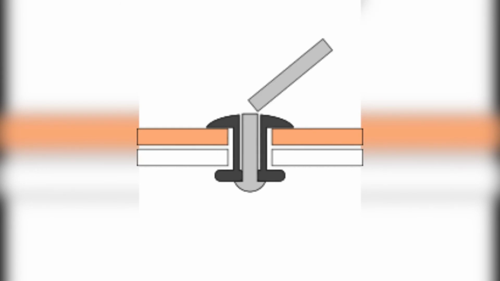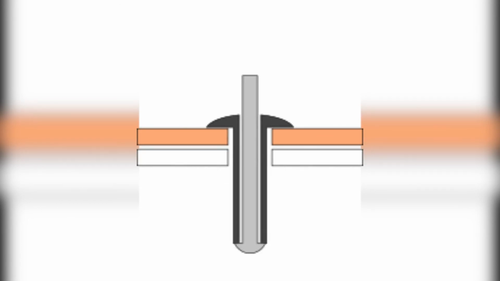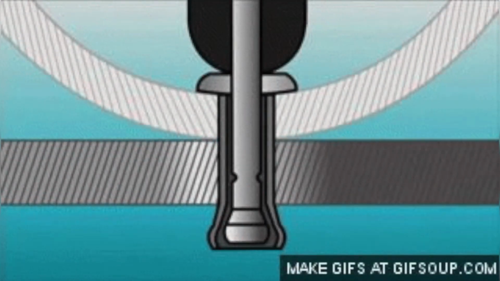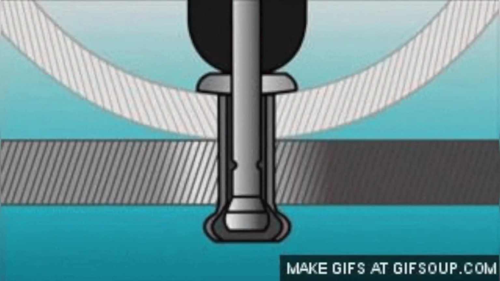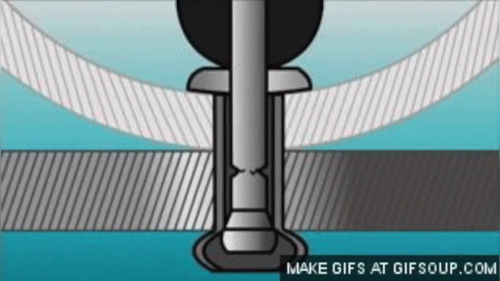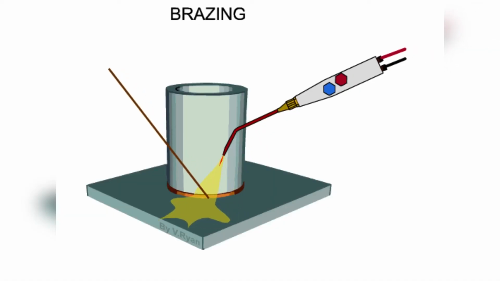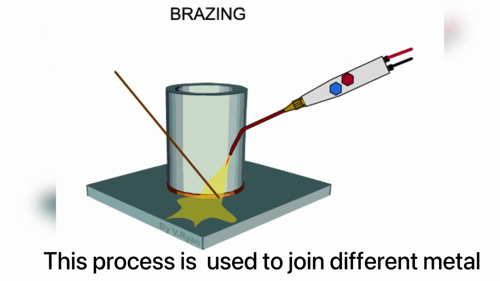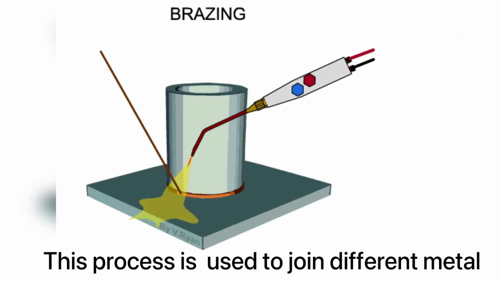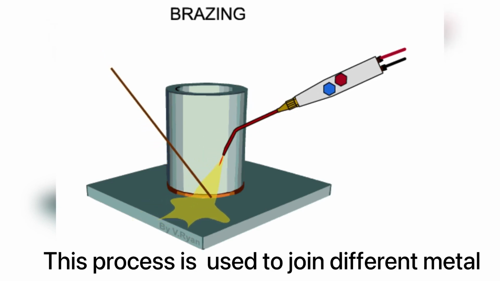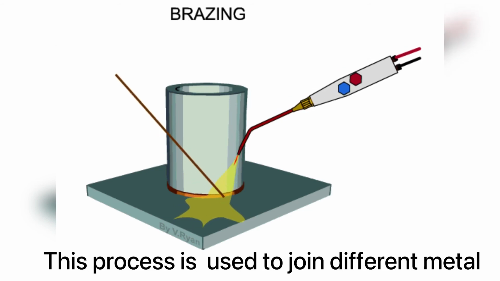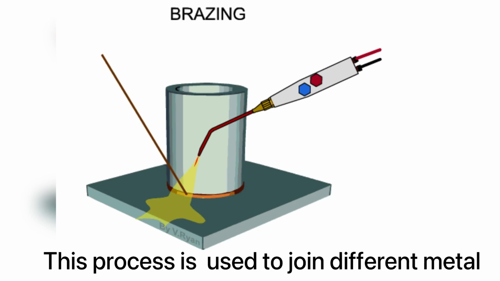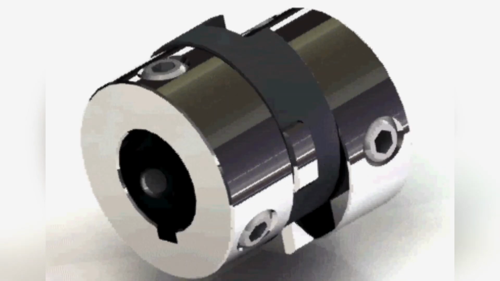Then we will see the third process, that is riveting process. It is the process that may be used to join parts together by way of a metal part called a rivet. Then we will see the fourth process, that is brazing process. In this process, two or more metals are joined together by melting and putting the filler material into the joint.